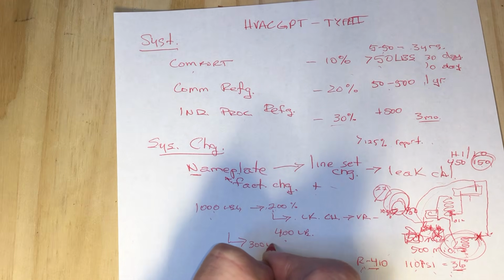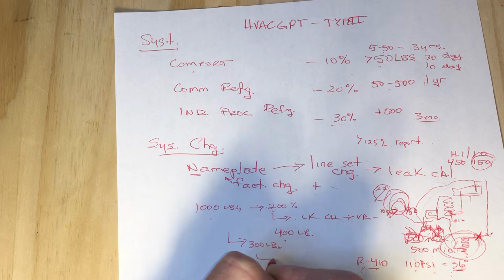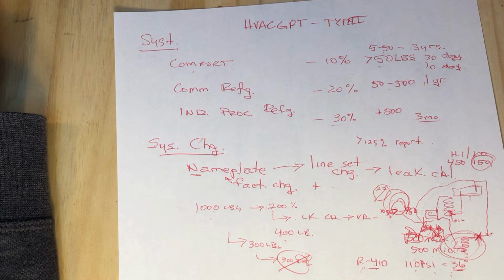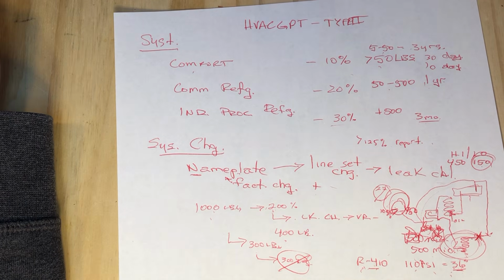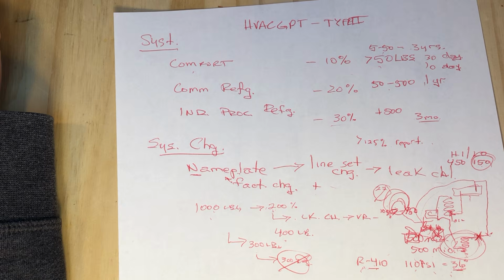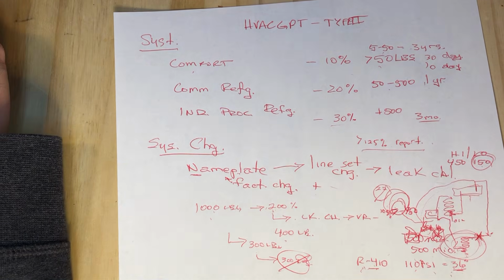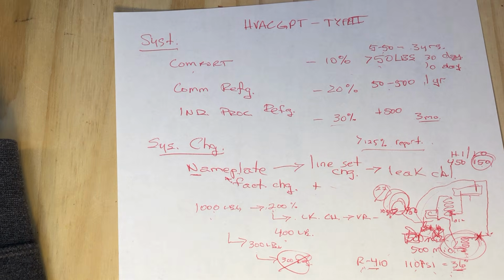That's a lot of refrigerant to dump and then come back in a month or two to have to add another 300 pounds of refrigerant. That's a no-go. You're going to have to verification test a leak fix and make sure that you have that documented, because again, if you exceed 125%, that's going to get reported to the EPA.